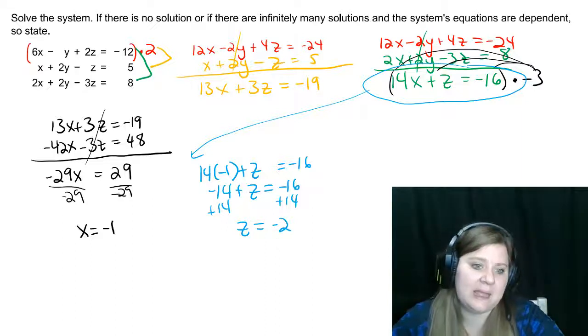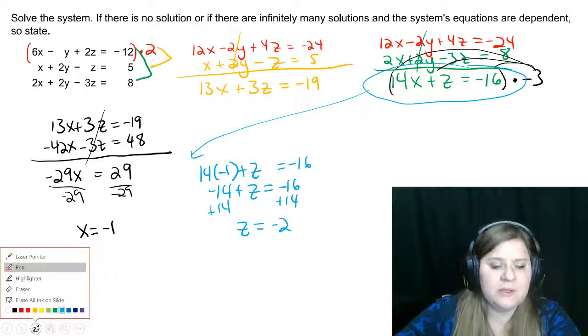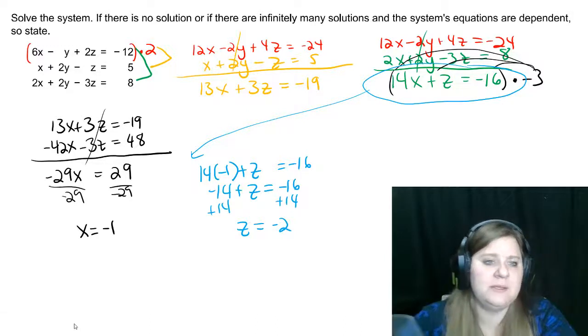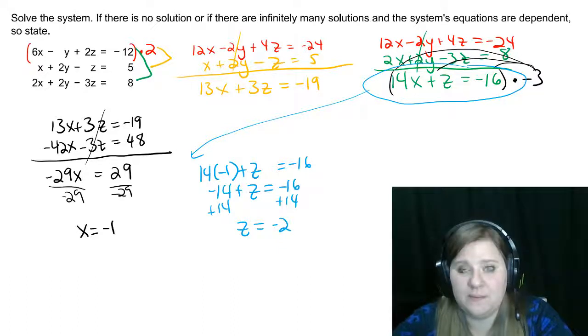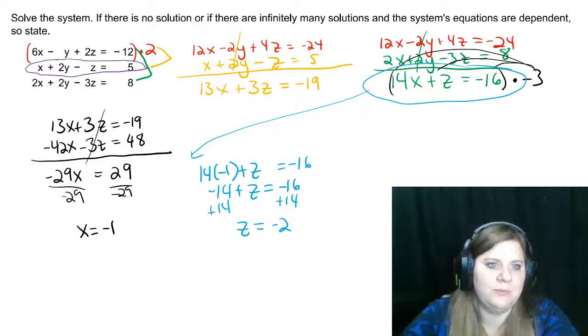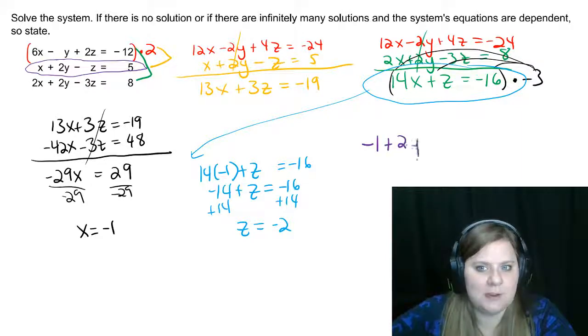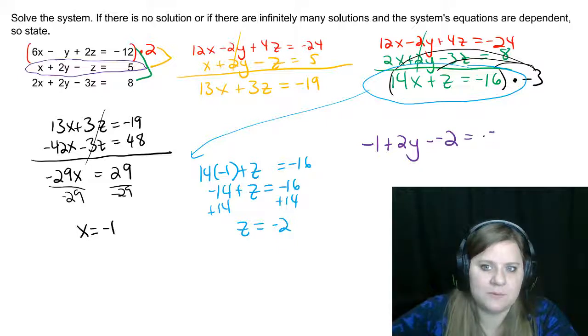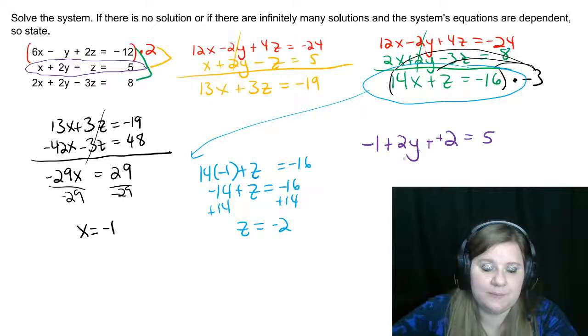Now that I have my x and my z, I can solve for my y. To solve for y, I'm going to plug my x and my z back into one of the equations from the very beginning. I am leaning towards this one here because it seems to have the least amount of multiplication. So I'm going to have negative 1 plus 2y, and then minus negative 2 equals 5. Well, notice that minus negative 2 is the same thing as plus 2.